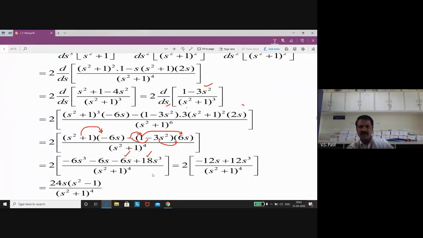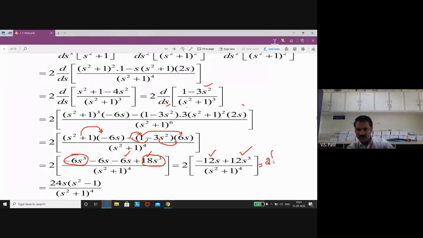Plus 18s cube. Now concentrate here. Here, minus 6s cube is also there, and 18s cube is there. So minus 6s cube plus 18s cube becomes 12s cube. Then minus 6s minus 6s is minus 12s. Am I right? Yes, sir. Okay.